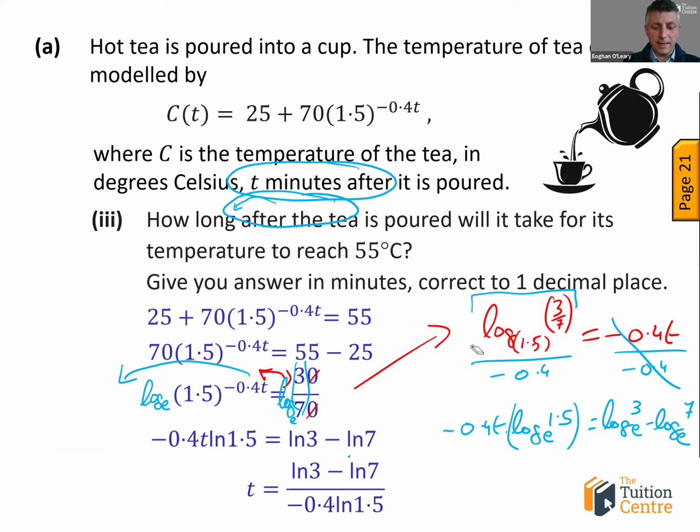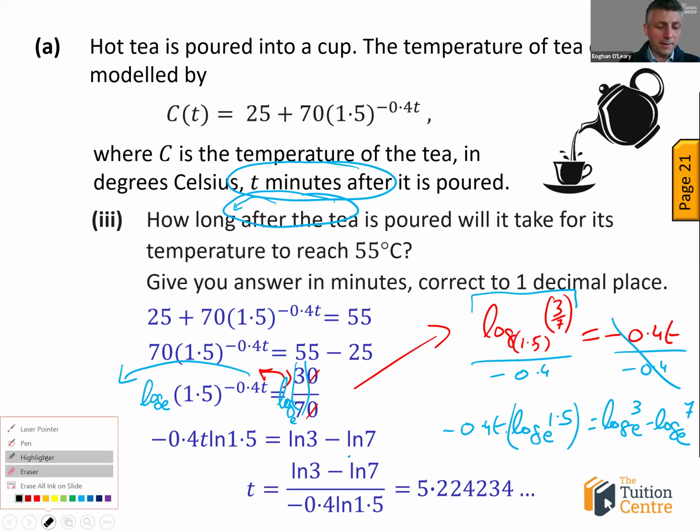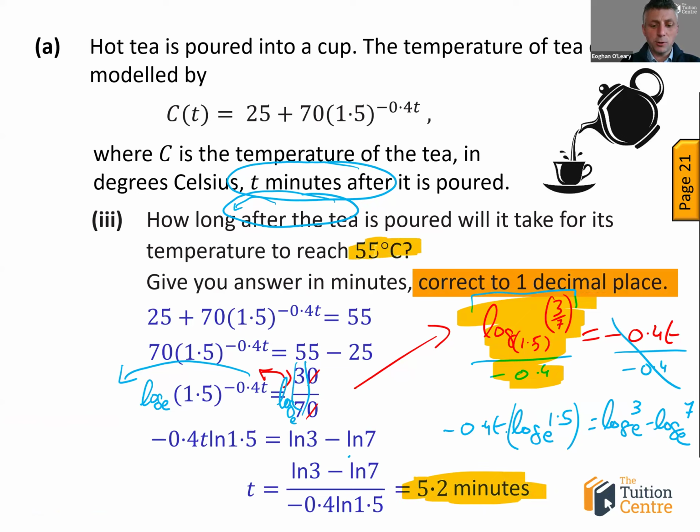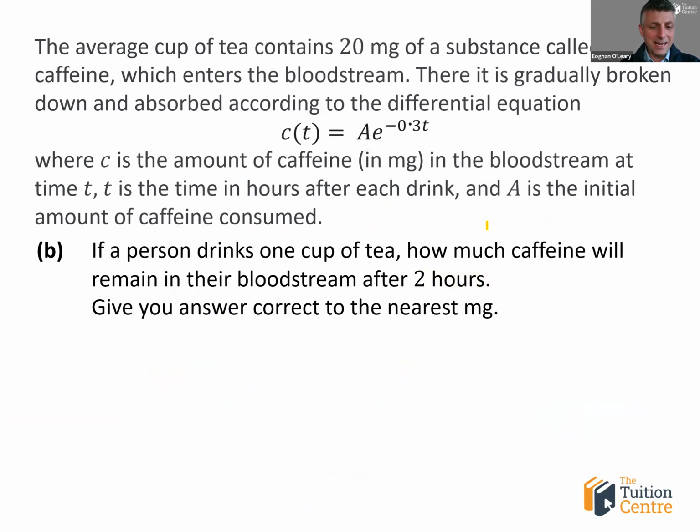And when I put all that into the calculator, I'm going to get an answer, which is 5.224234. And that would be the exact same thing as if I put all this into the calculator up here. I'll get the exact same number. And correct to one decimal place is 5.2 minutes. So after 5.2 minutes, the temperature of the tea would be down there at 55 degrees. Okay, so that's part A dealt with.